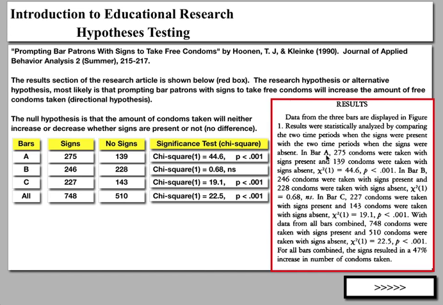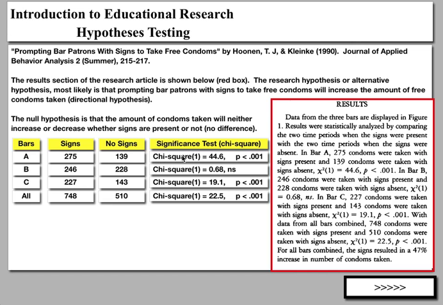In bar A, 275 condoms were taken with signs present, and 139 condoms were taken with signs absent. The statistical test they used is chi-square. This is the Greek letter chi. Chi-square, with degrees of freedom, equals 44.6, which is the chi-square test score. The probability is less than 0.001. And you can see that over here in bar A. When signs were present, 275; no signs, 139.